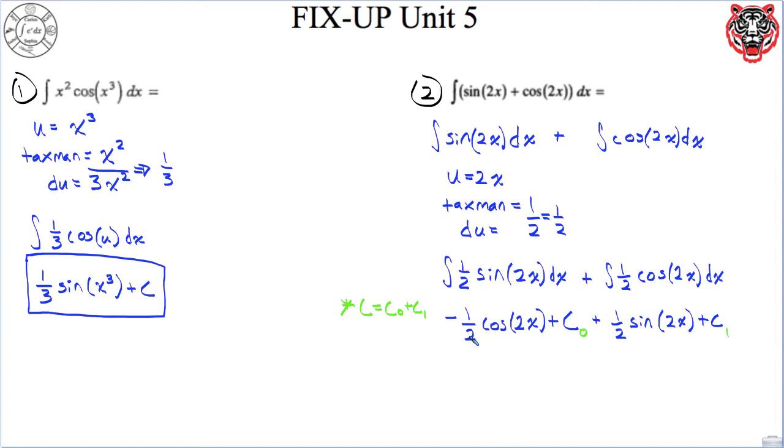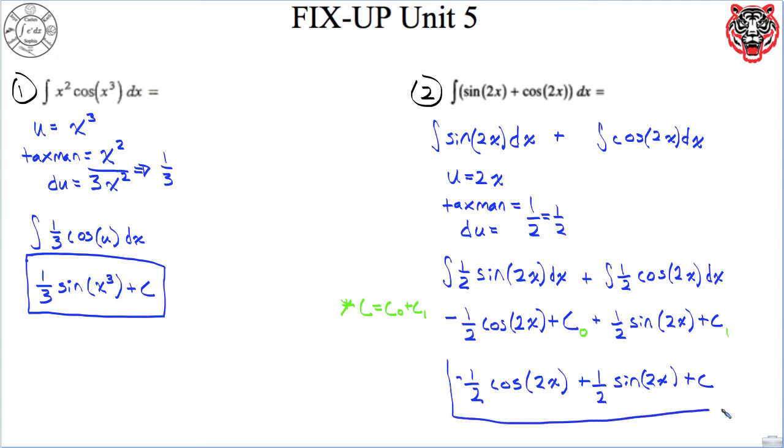So what is our final answer? Our final answer is negative 1/2 cosine of 2x plus 1/2 sine of 2x, parentheses, plus C, and that C is both a C0 and C1 together. And you don't have to do that, you can just say plus C, two C's make a C, and that's our final answer.